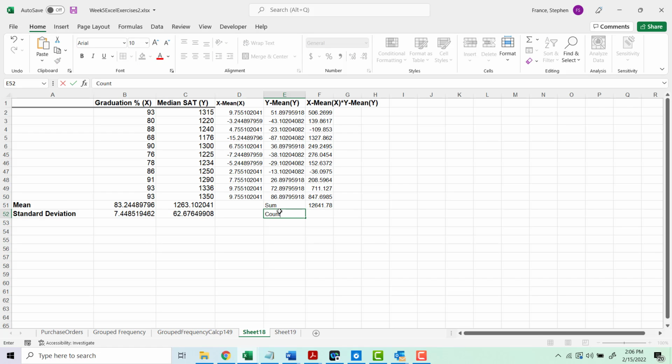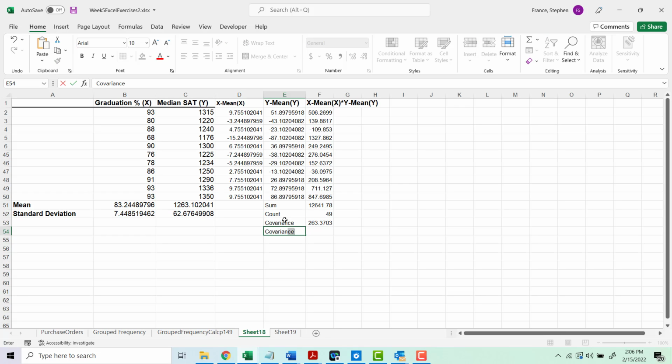So we just count the number of values we have. So that's just going to be counting the number of rows. So we have 49. And my covariance is going to be the sum of all my squares divided by, and we're going to use the sample, so it's going to be this minus 1. Voila, and I get the same as the book, which is good.